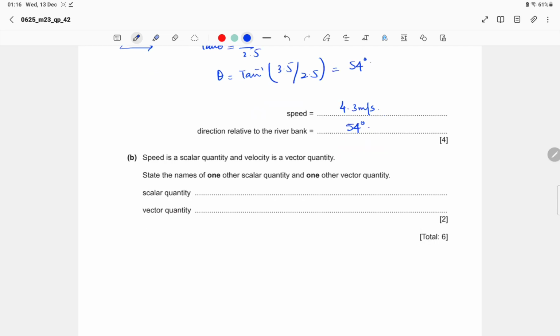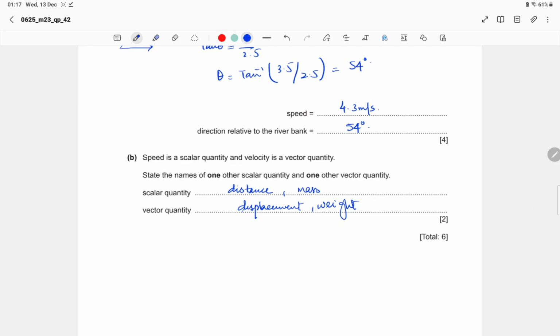Speed is a scalar quantity and velocity is a vector quantity. State the names of one other scalar quantity and one other vector quantity. So you can write distance and displacement. This can be mass, and this can be weight as well.